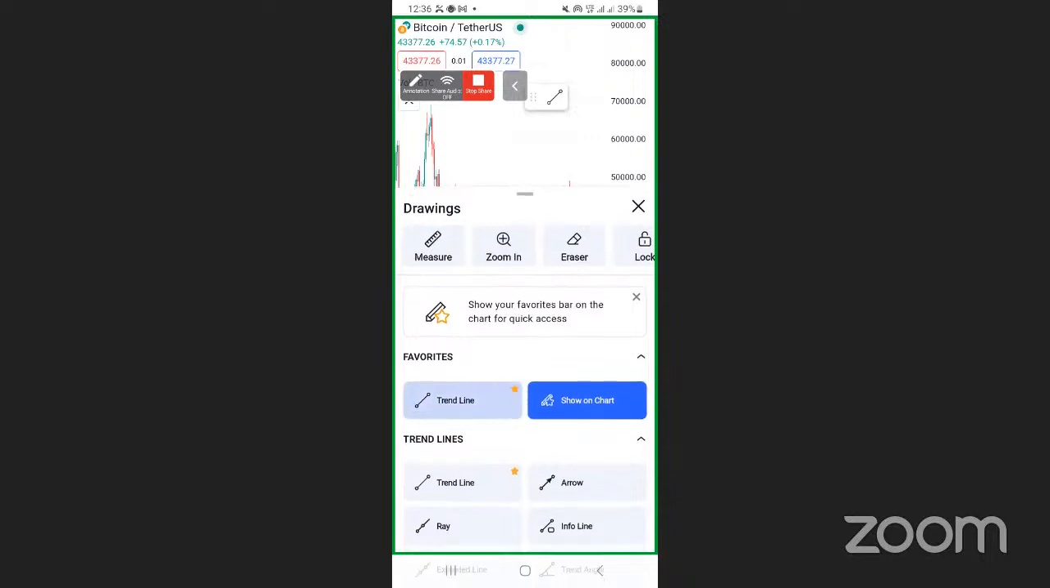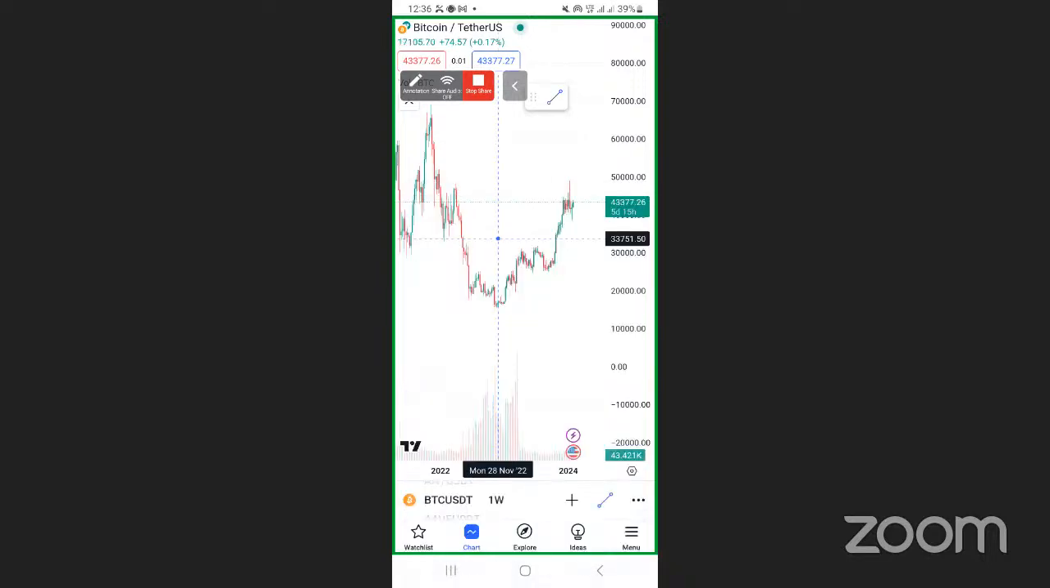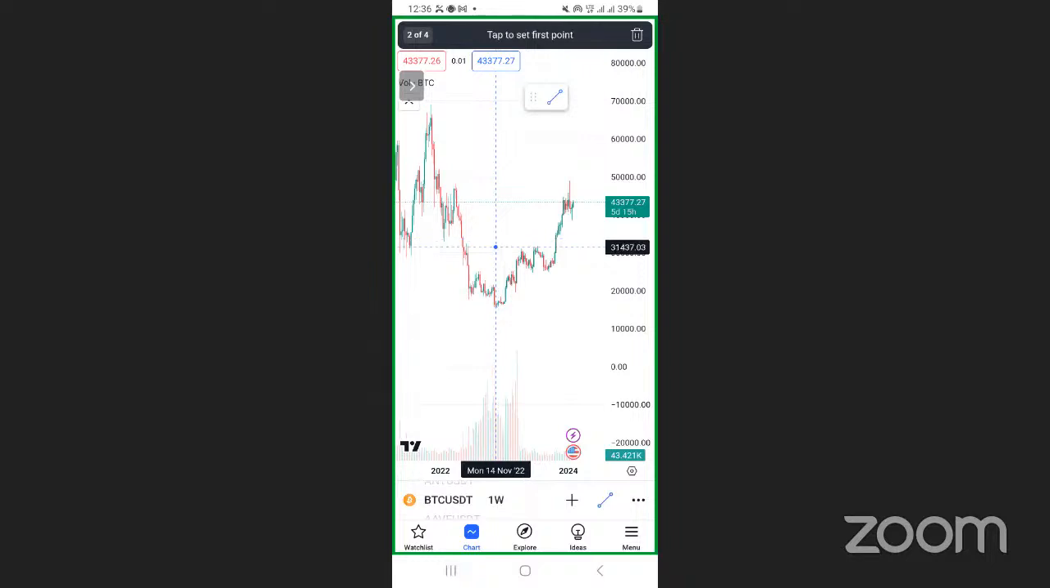Like you can see it here. I tap on it. When you tap on it, it activates it. Are you seeing this line? Are you seeing that blue? Okay. I can move it anywhere I want. So what I do, I put it at the extreme.